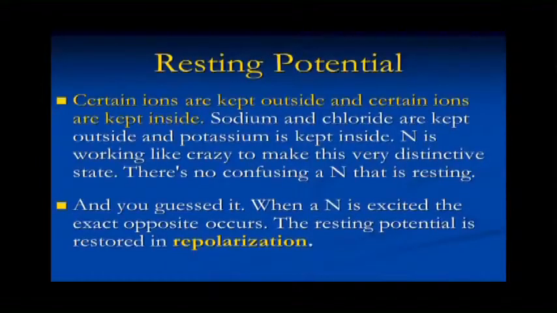We have had action potential, and we know action potential is when that electrical charge happens. Now we're going to learn about resting potential. So when the cell is resting, in other words, when there's not that electrical charge going through, certain ions are outside the cell membrane and certain ions are kept inside the cell membrane. Sodium and chloride are outside and potassium's inside. The neuron works like crazy to make this very distinctive state. Certain ones outside, certain ones inside. Potassium inside, sodium and chloride outside.